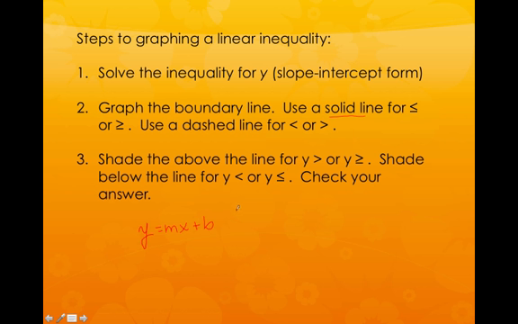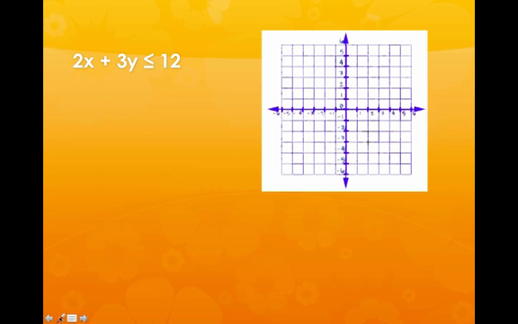And I'm always going to check my answer. I think the easiest point to check is (0, 0). Let's look at an example of that.